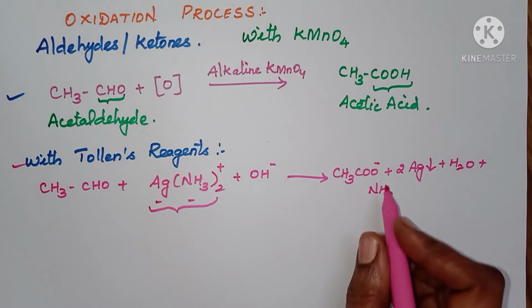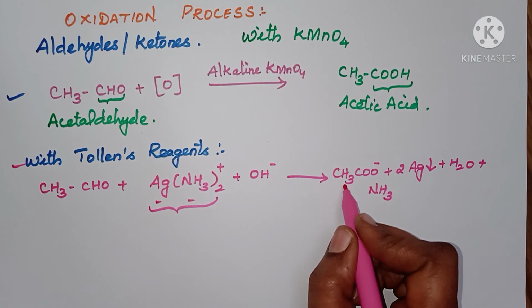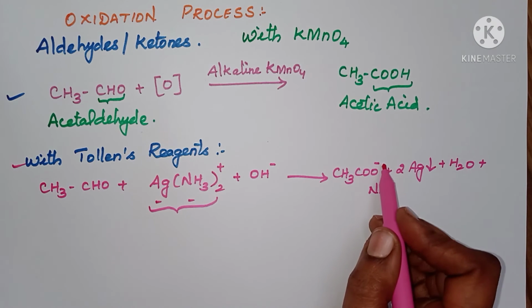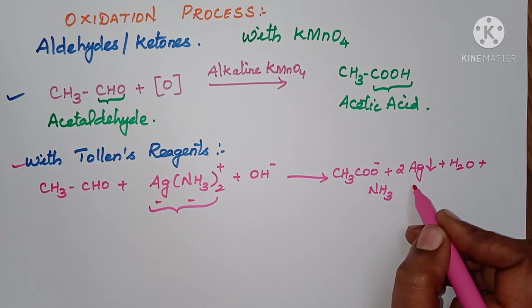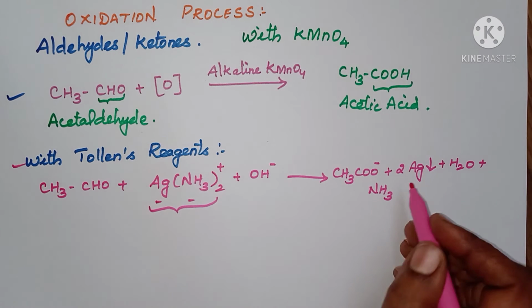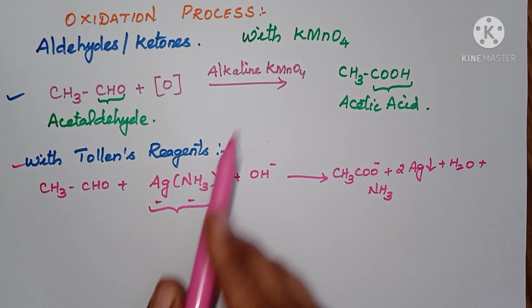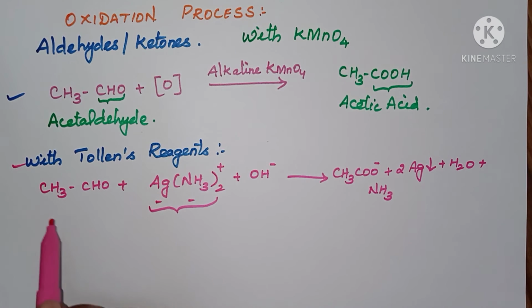Now what do we get here? Acetate, the CH3COO minus compound, and then a black precipitate of Ag. That is the oxidized product we are getting. So this is a reaction of oxidation. So what is Tollens reagent? That is nothing but ammoniacal silver nitrate, which you have learnt in the practical classes.